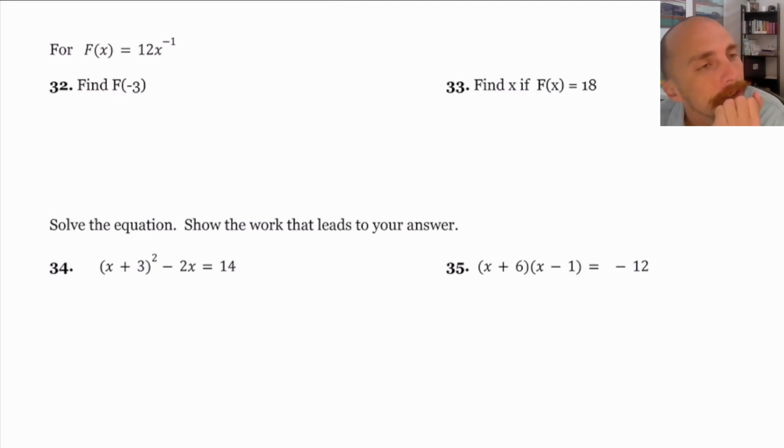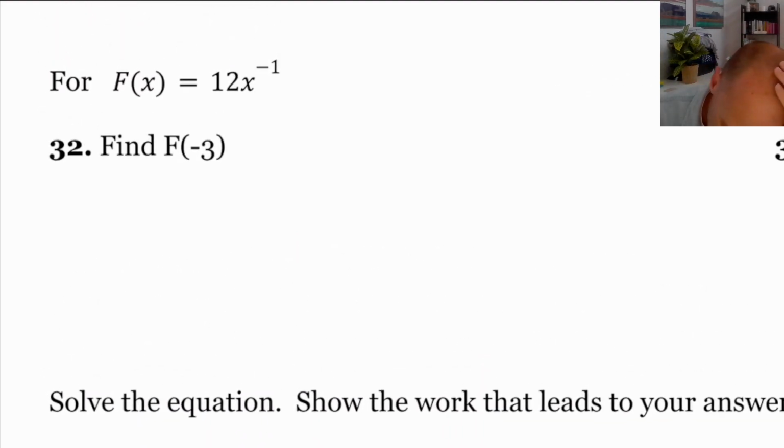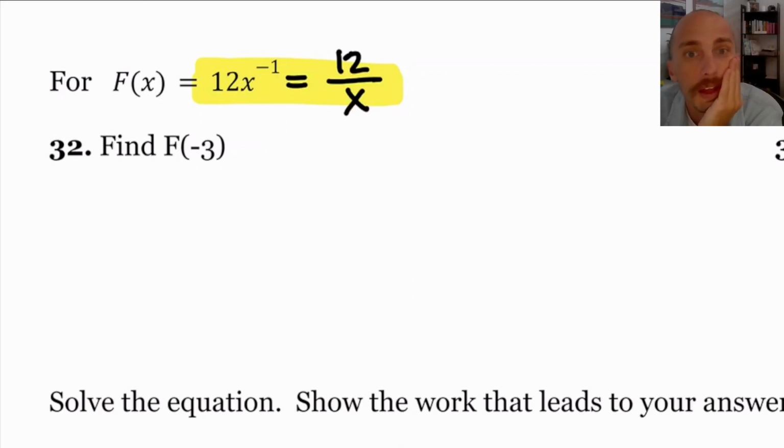So for f of x equaling 12x to the negative 1, I think I should probably just right now point out that this 12x to the negative 1 piece is equal to 12 times 1 over x. That's what x to the negative 1 is. And we could write that as 12 over x. And if that's easier for you to work with, then that's exactly what you should do.